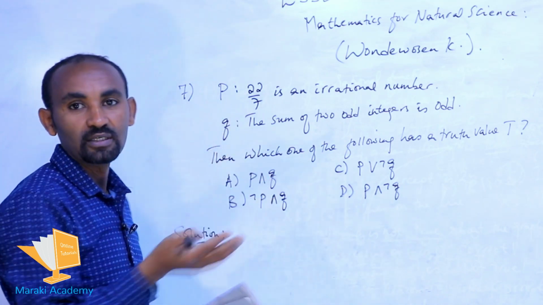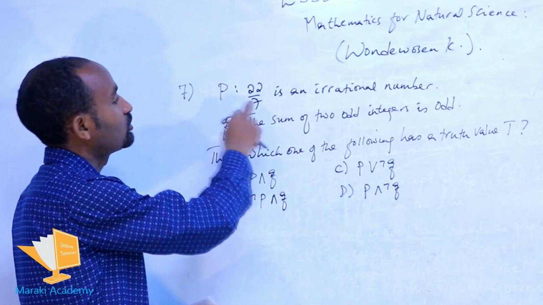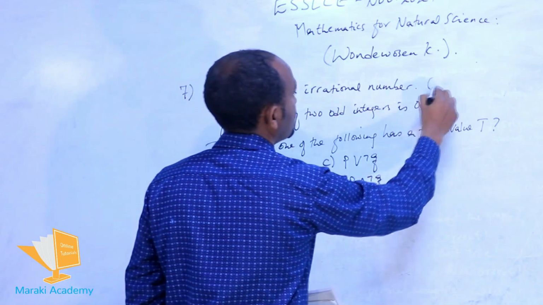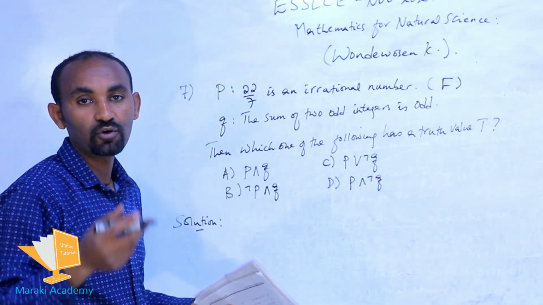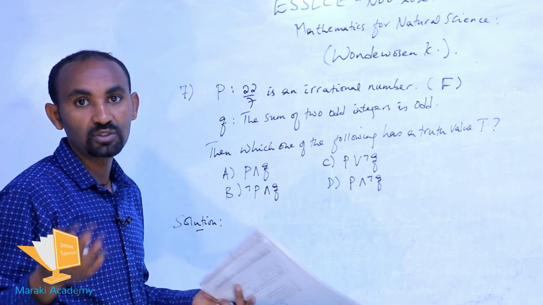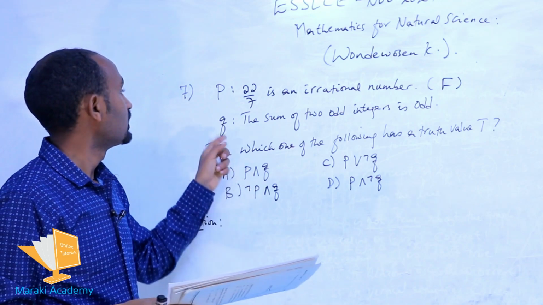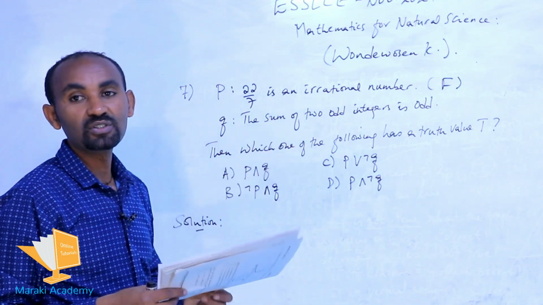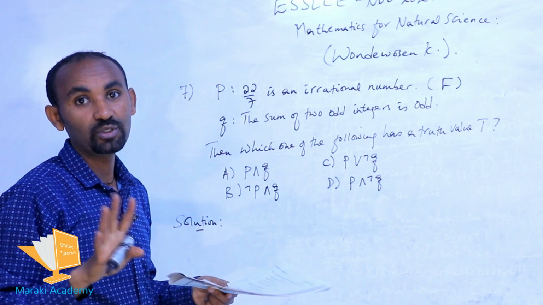An integer divided by a non-zero integer is always a rational number. So the statement that it is an irrational number has truth value false. It's a rational number. Any number of the form a over b, where a and b are integers and b is different from 0, is a rational number. Q: the sum of two odd numbers is odd. If you add any two odd numbers, the result is always even.